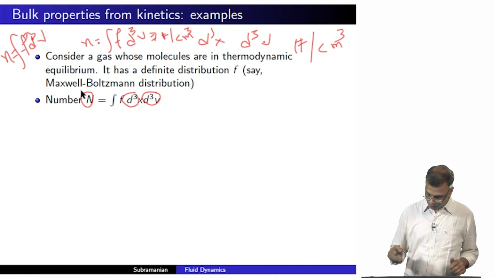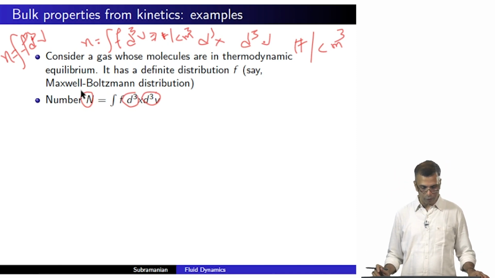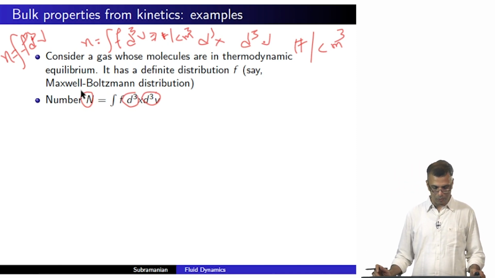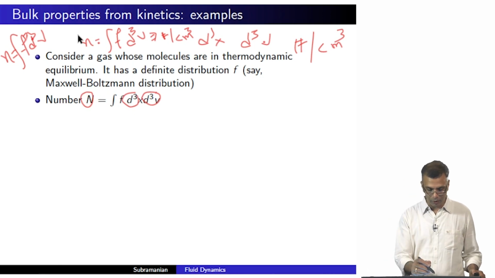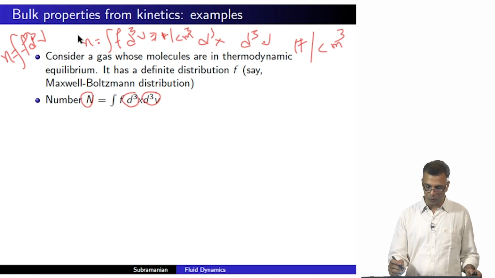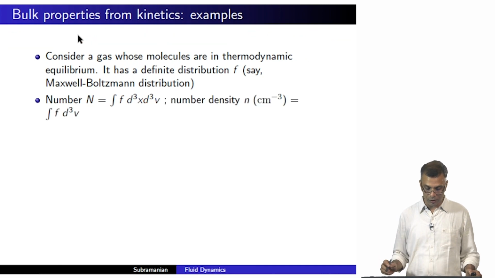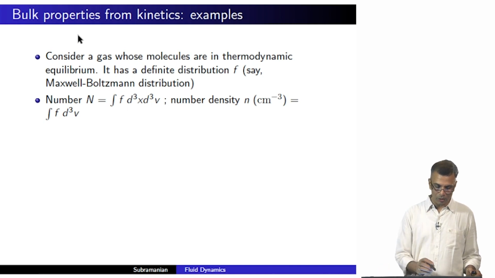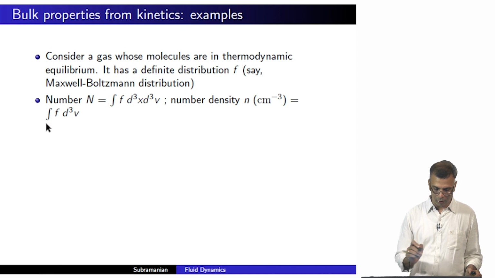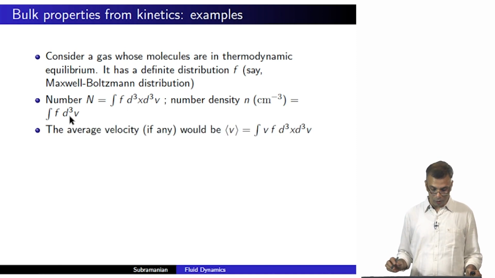So here is an example, as I said, of a macroscopic quantity such as the number, or for that matter the number density, derived from a microscopic quantity, not quite microscopic, I would call it a mesoscopic quantity, which is the distribution function f. Here is an example of what I was just saying. The number density n in per centimeter cubed would be just this quantity f integrated over d cubed v.